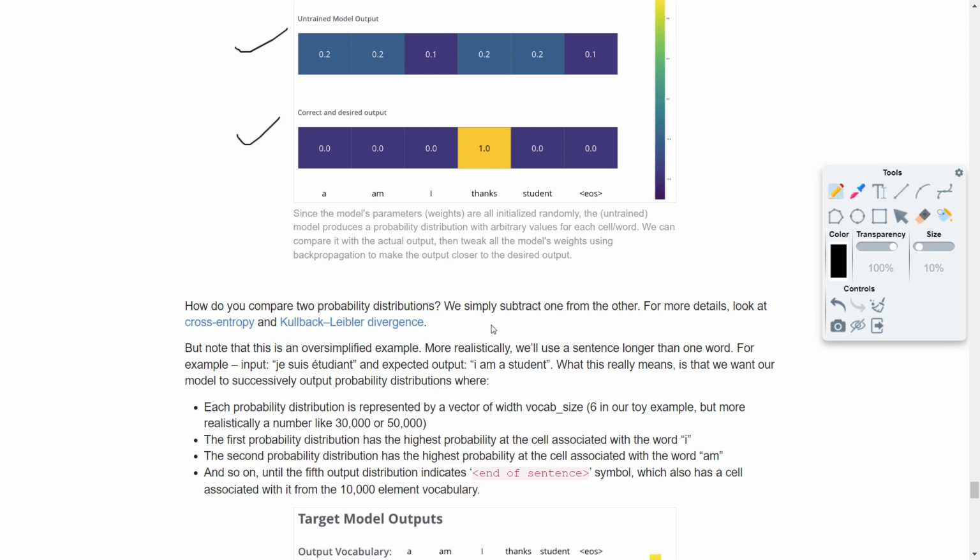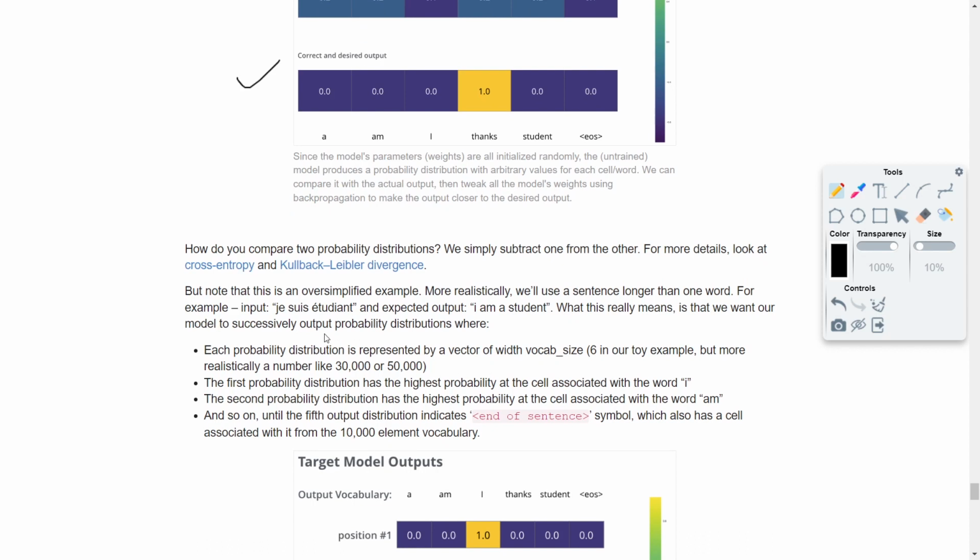However, this is a very simple format. When we do this for millions of words and thousands and thousands of training sessions, it becomes much more complex. As they have mentioned, this is oversimplified. We would use a sentence which is longer than this. If you want a model to successfully output probability distributions, where each probability distribution is represented by a vector with vocab size, a realistic number is sometimes 30,000, 50,000, or in most cases 100,000 words.